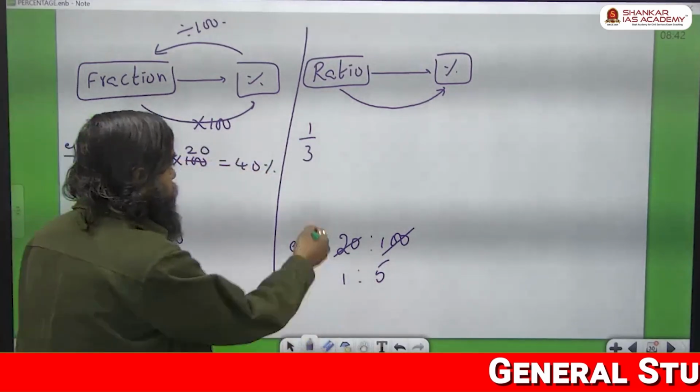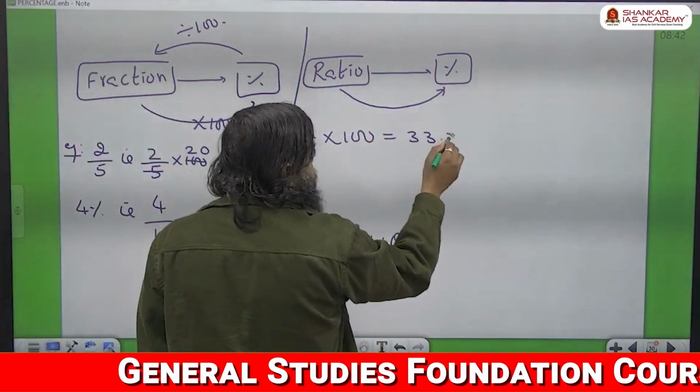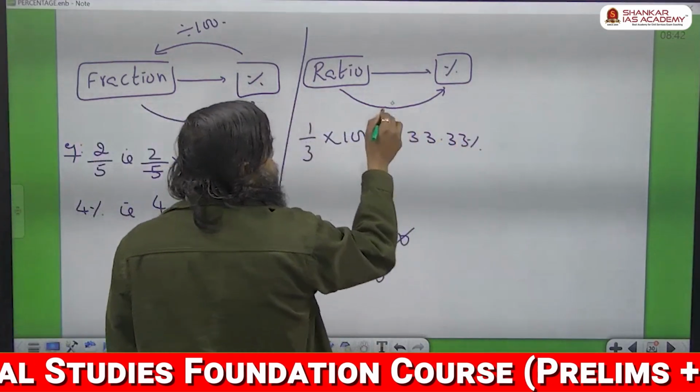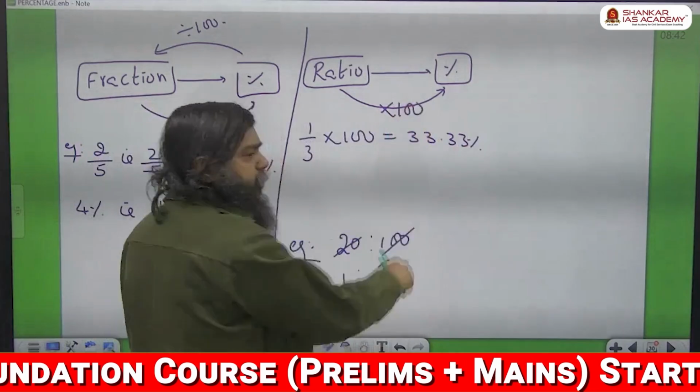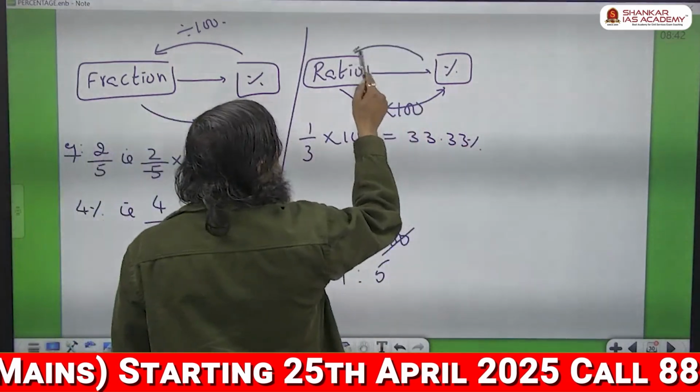Come to here. So 1 by 3 into 100, what will you get? 33.33. Are you understanding? So how can you convert a ratio into a percentage? Multiply by 100.